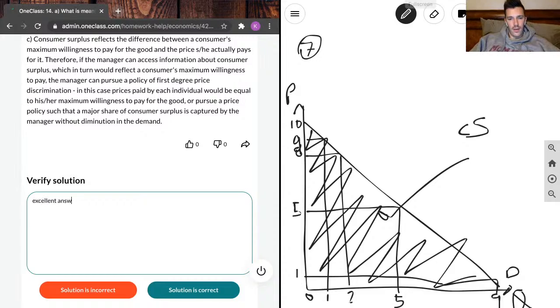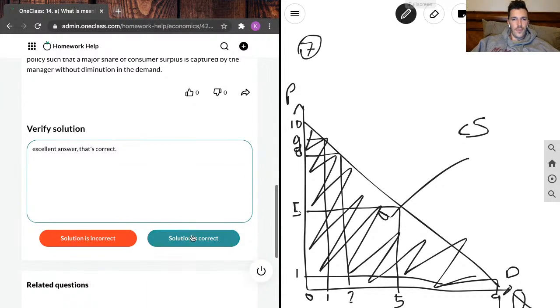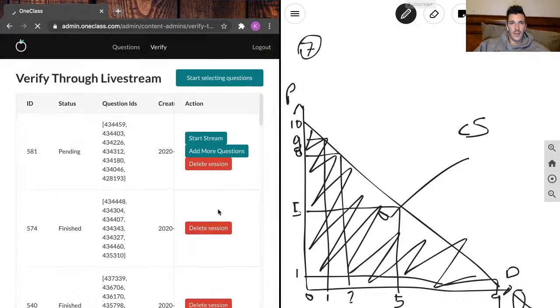Yeah, it was a very good write-up by our junior tutor there. I think that's it. Looks like it is.